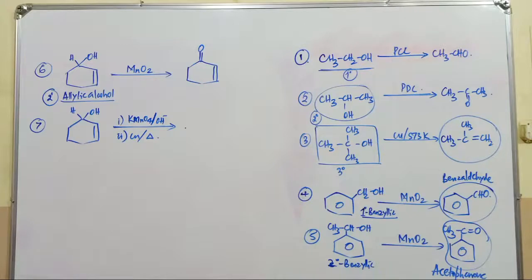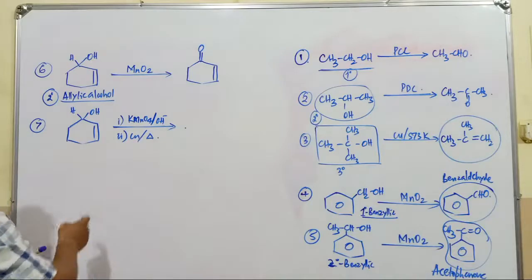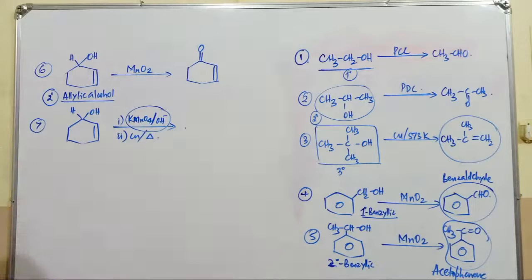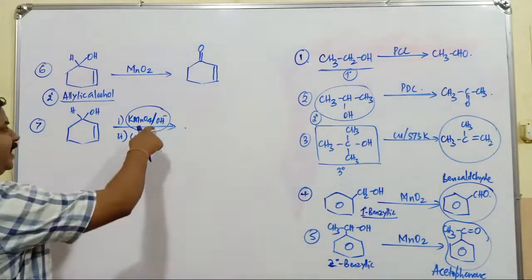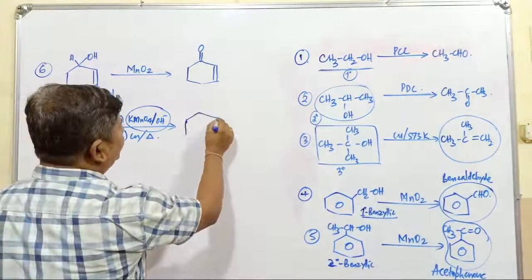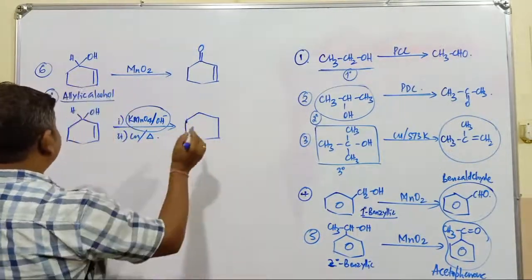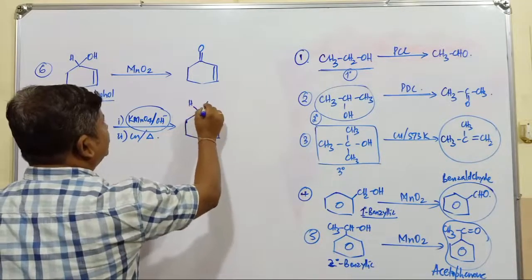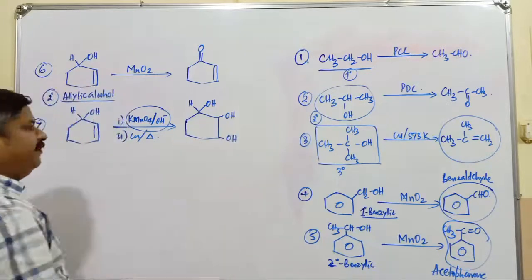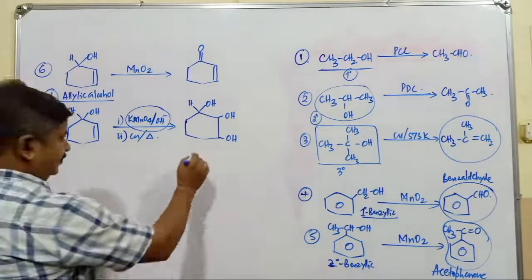In case of this one, when KMnO4 as well as OH minus is going to be considered, this mixture of KMnO4 and OH minus is commonly called Baeyer's reagent. This Baeyer's reagent converts the double bonded carbon atoms into the respective alcohol. So the first product, in presence of only KMnO4, is this: this is H, this is OH, this is OH, and this is OH.